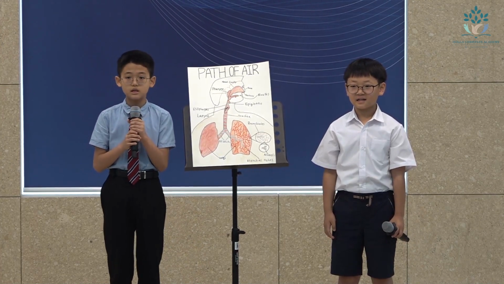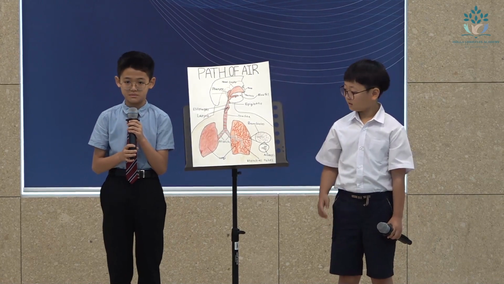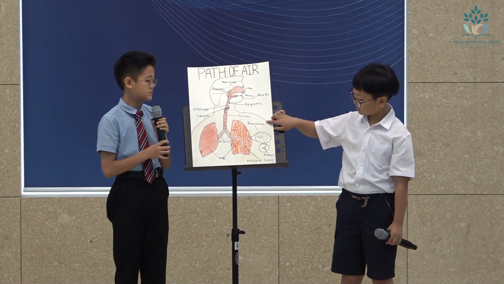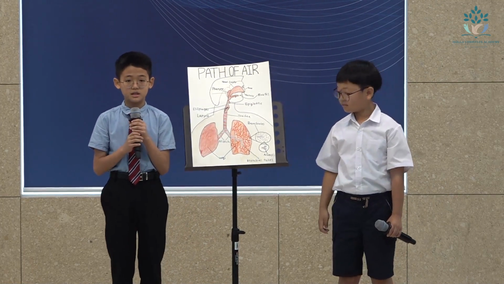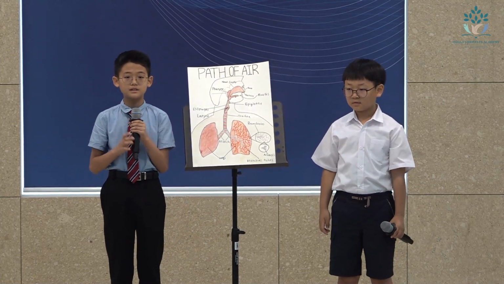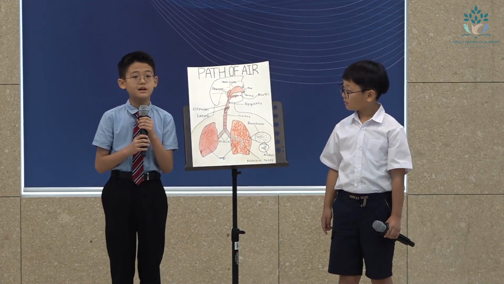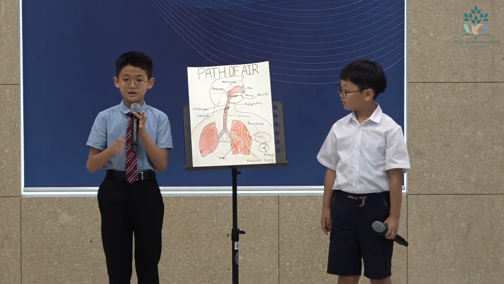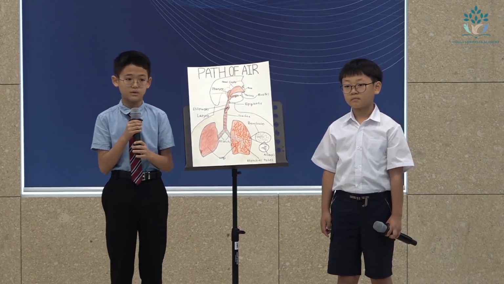Inside our lungs, the bronchi branch off into many bronchial tubes. The smallest tubes are called bronchioles. At the end of them, there are many air sacs called alveoli. The alveoli are air sacs, and the exchange of gases takes place in the alveoli.